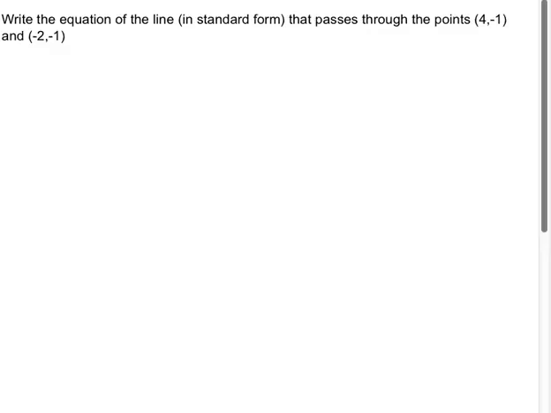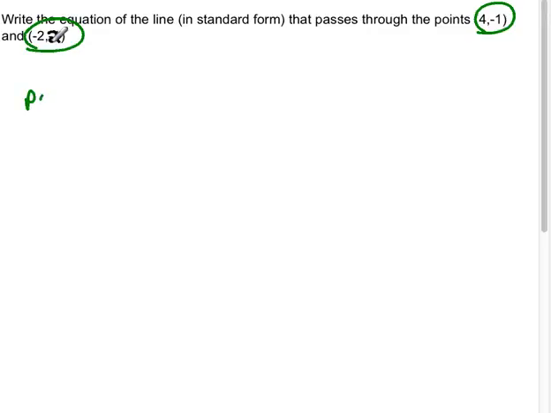Write the equation of the line in standard form that passes through the points (4, -1) and (2, -1). And I apologize, I just realized that my copy here is different than yours. So I'm going to change this to match your copy, and that is going to be a 2, okay? So let's look at the information that we're being given. We're being given these 2 points, okay?